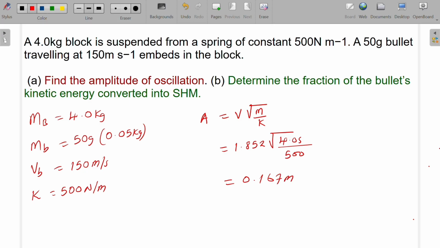0.167 meters again. So you can choose any of the methods. It will still be okay. You're going to find the same answer, and this is how we go about it.